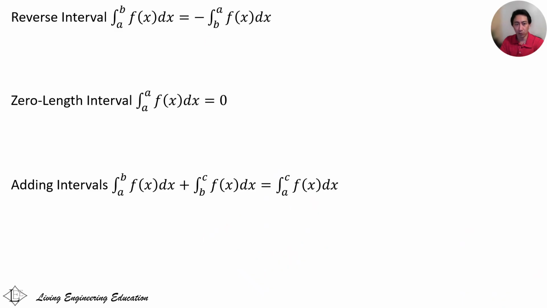The 3 interval properties that we're going to look at are, first, the reverse interval. That's saying the integral of a function from a to b versus that of b to a, where we swap the upper and lower limits, is just equal to the negative of each other. The second one is a 0 length interval. This says that if we have the same lower and upper limits, both the same value, then this will equal 0. And the third is if you have the integral of the same function, and we take one from a to b and the second one from b to c, then that's the same as taking the integral from a all the way to c.